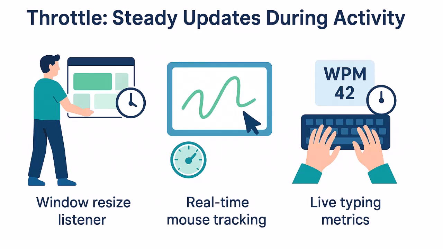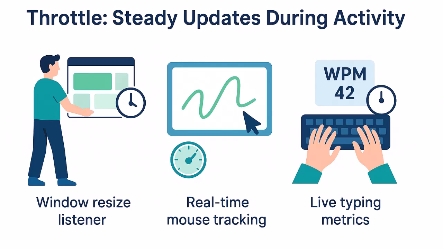Let's take the example of a window resize listener. When someone resizes the window, layout calculations can be expensive. Throttle helps run updates at regular intervals instead of constantly. Next situation is real-time mouse tracking, for example in a drawing app. In such apps, you don't need every tiny movement. Throttle lets you track position smoothly without overwhelming the system.